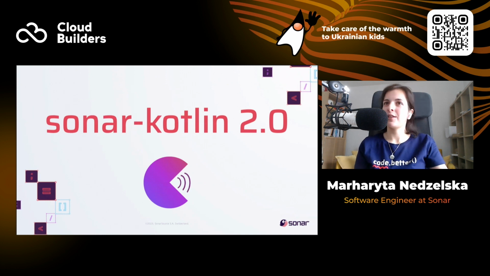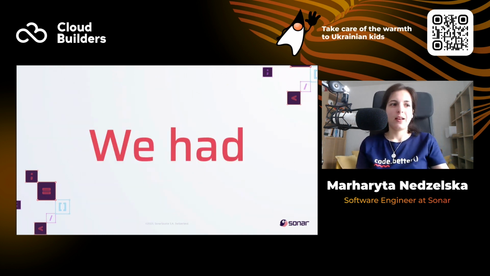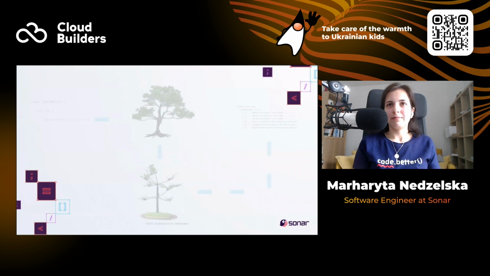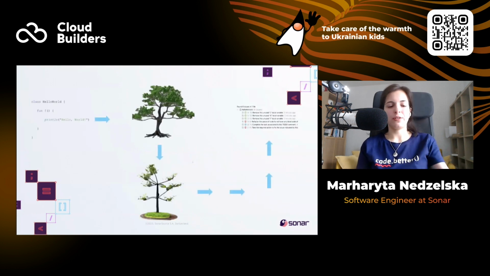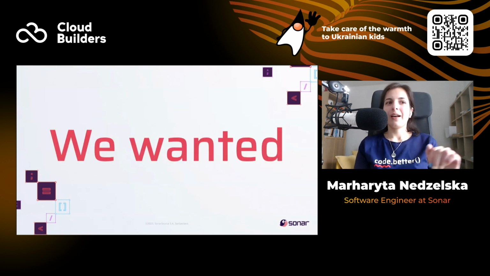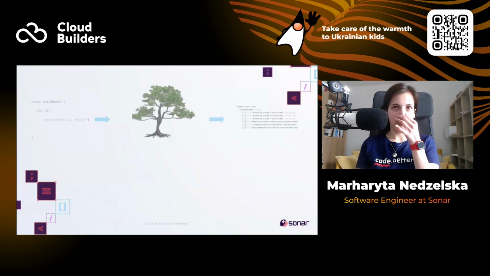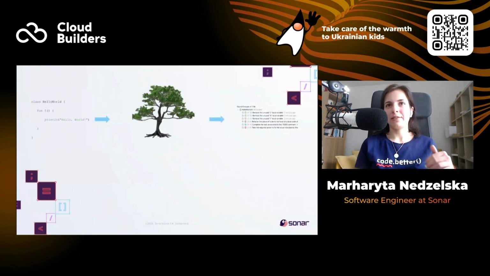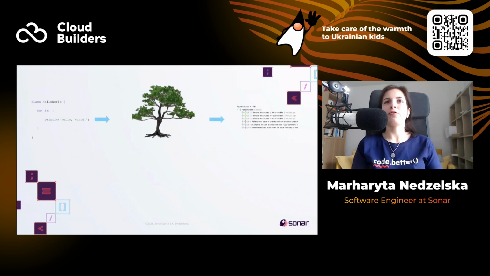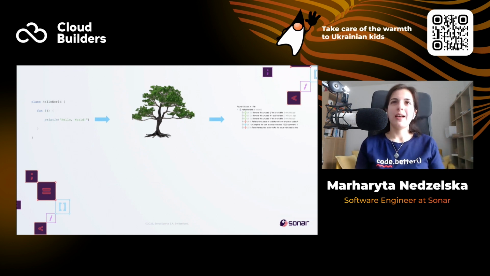That was time for Sonar Kotlin 2.0. This is what we had previously. You remember I showed you this picture, this scheme. This is what we wanted. We wanted to get rid of the intermediate representation and run all the rules just on the Kotlin tree. What was the problem? The problem was that we already had like 40 rules implemented on the old tree. We had some engine, and it's not like writing everything from scratch. We had to somehow agree these two technologies.